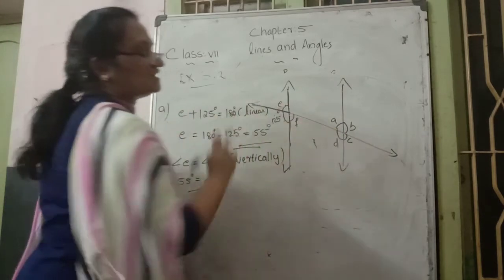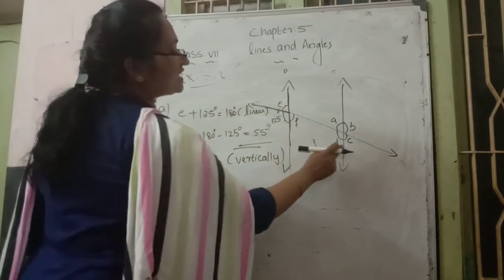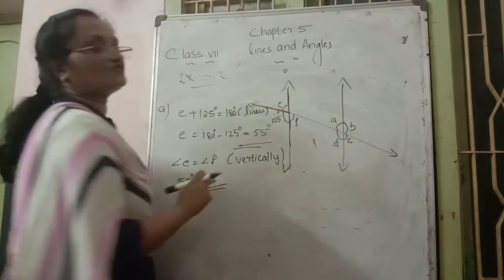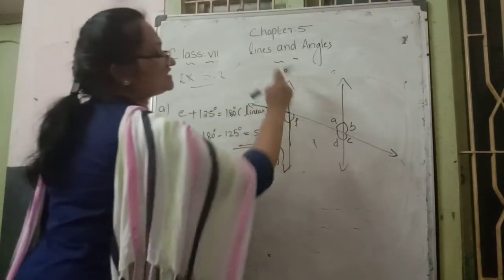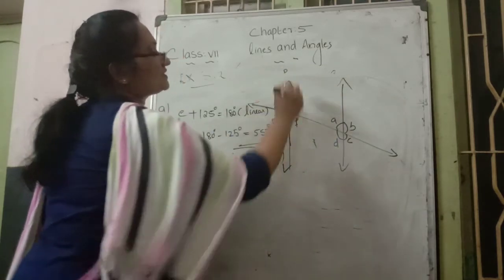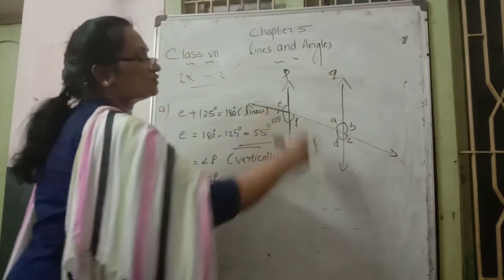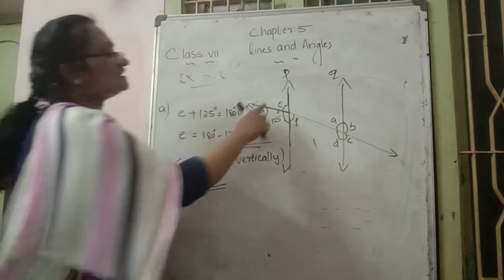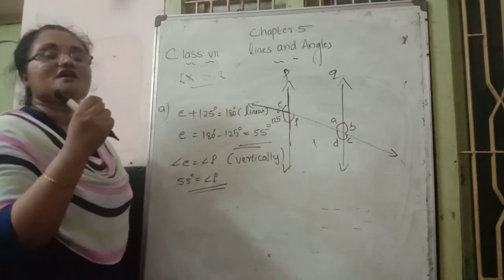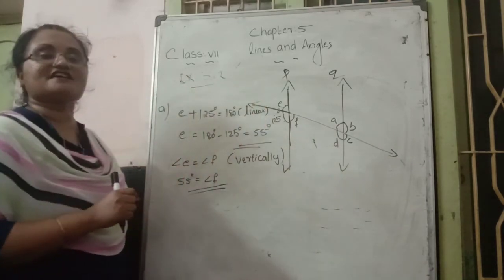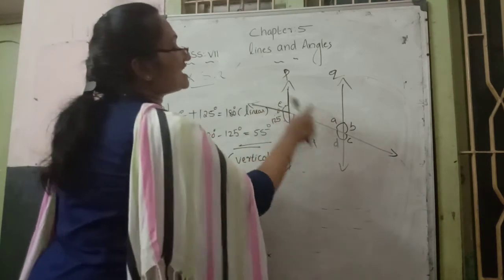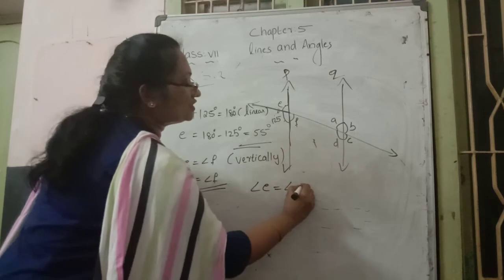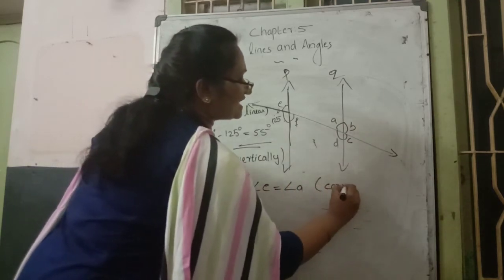Next, the A, B, C, D part. How to find the values of A, B, C and D? See, what about E and A? Which property can we use? This is a transversal line. P and Q are the parallel lines and this straight line represents the transversal. E and A are angles, so which angles are they making with the transversal? E and A are corresponding angles. So we can say angle E is equal to angle A. The reason is they make corresponding angles.